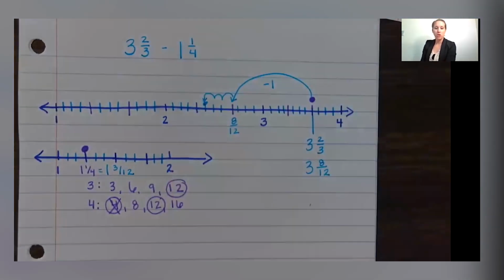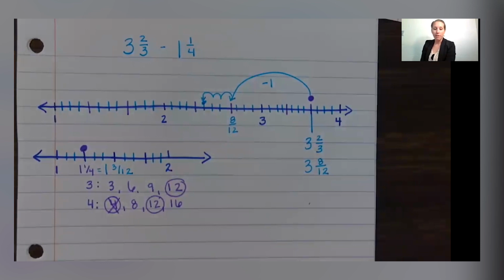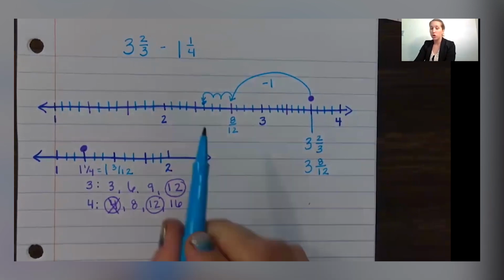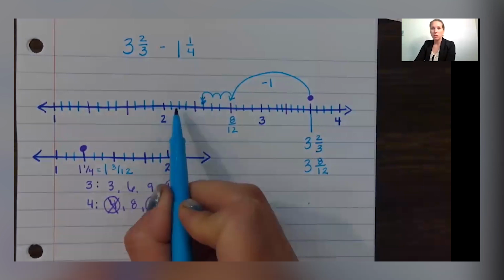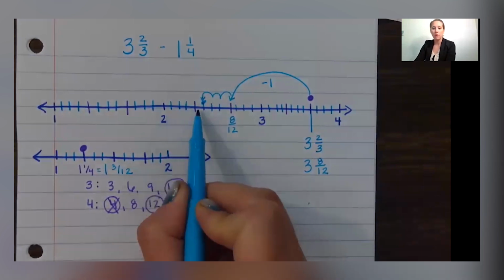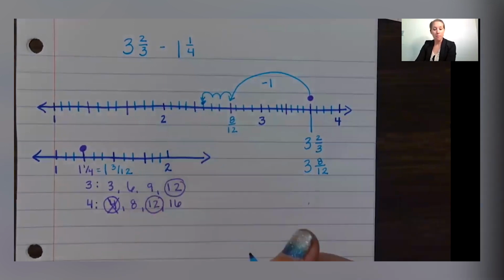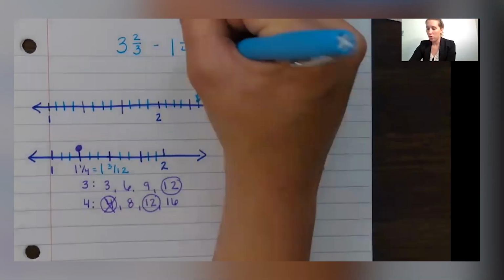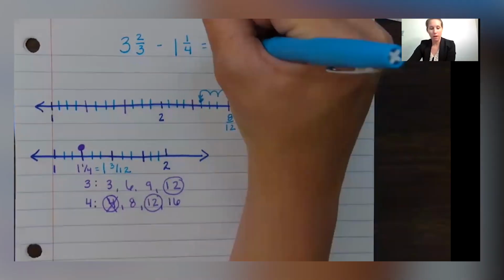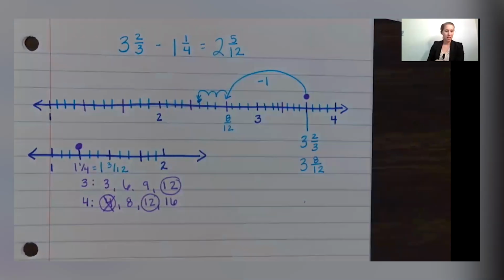And so now to solve completely, we need to find out where we ended up. So we have 2 and 1/12, 2/12, 3/12, 4/12, 5/12. So we could say the answer to the problem is that Kara's rug did not cover 2 and 5/12 of the floor. Great work, everyone.